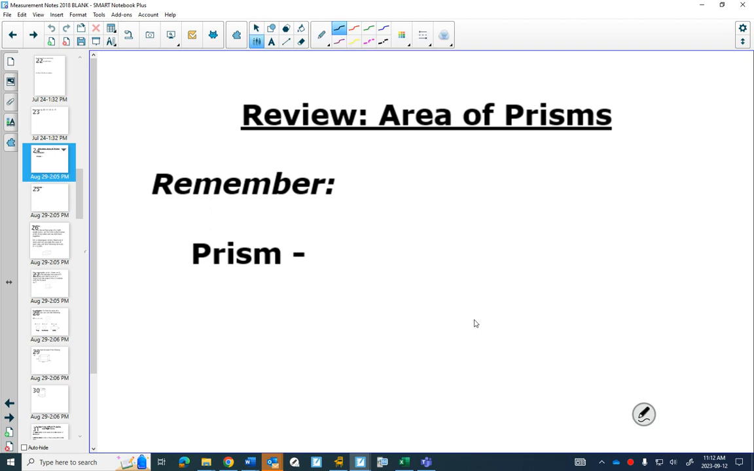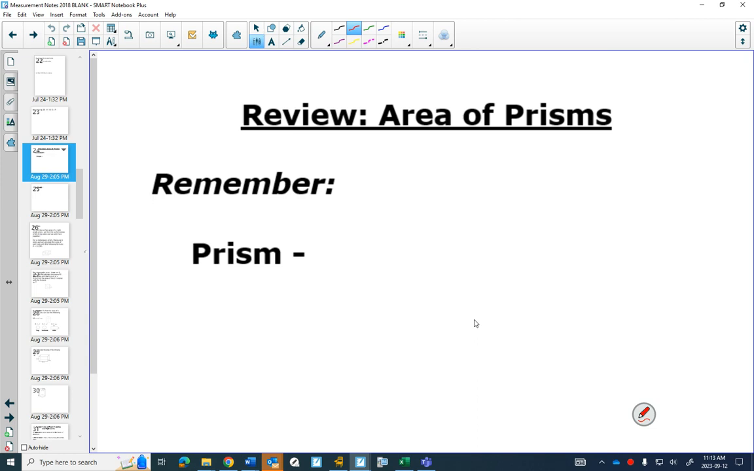A prism is any shape where you have a certain shape on the bottom, like this Kleenex box has a rectangle on the bottom, and then if I put it down and the height goes all the way up the same as you go along, that makes a prism. You could have a triangle on the bottom and have it go up the same all the way along. You would have a triangular prism.